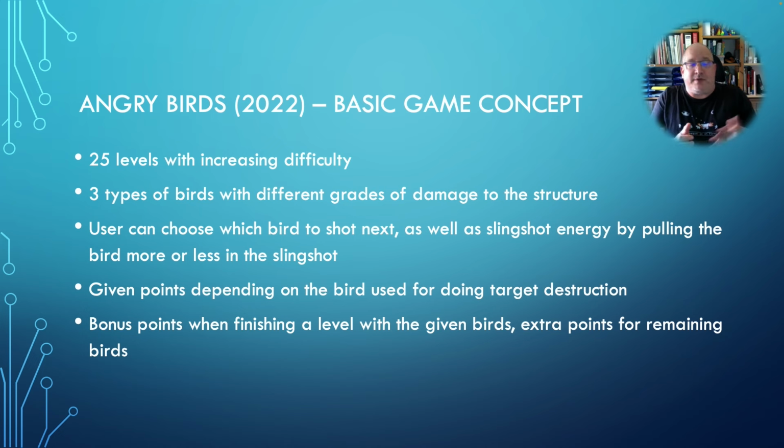I've also mentioned them before. We have 25 levels with increasing difficulty. You have 3 types of birds with different rates of damage to the structure. You can choose which bird to shoot next, and you can choose the slingshot energy by pulling the bird more or less in the slingshot. The points you're given for your shot depend on the bird used and the amount of target destruction. And if you manage to finish with birds left over, you get extra points. So if you implode all pigs and have birds left, you get extra bonus points.